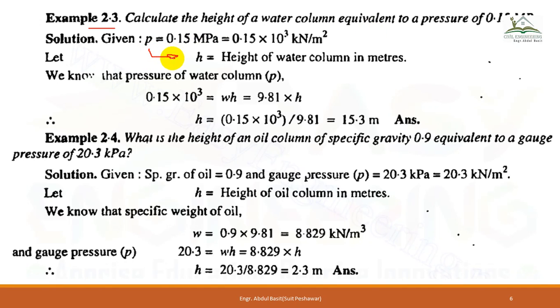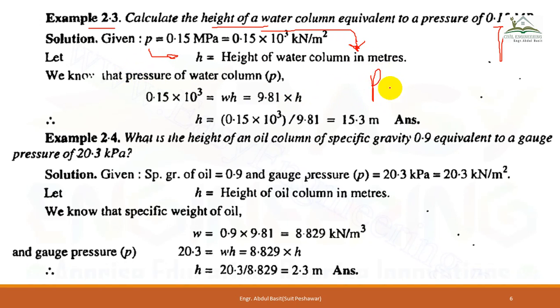Okay, here it is: calculate the height of a water column equivalent to a pressure of 0.15 megapascal. So this is the pressure given to you, and you are required to find the height of water. That is the height of the water column in meters. So how will we do it?